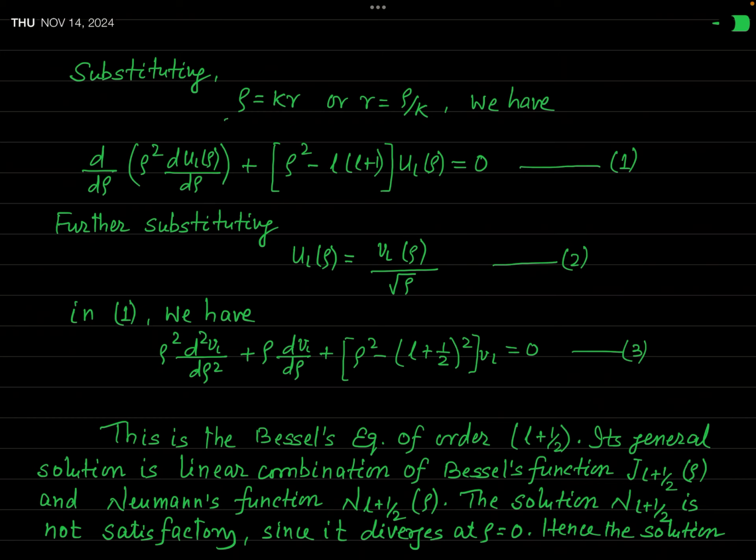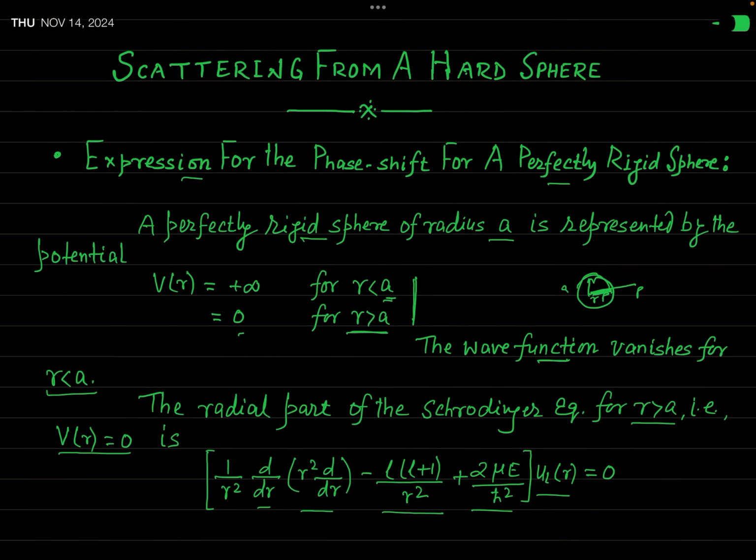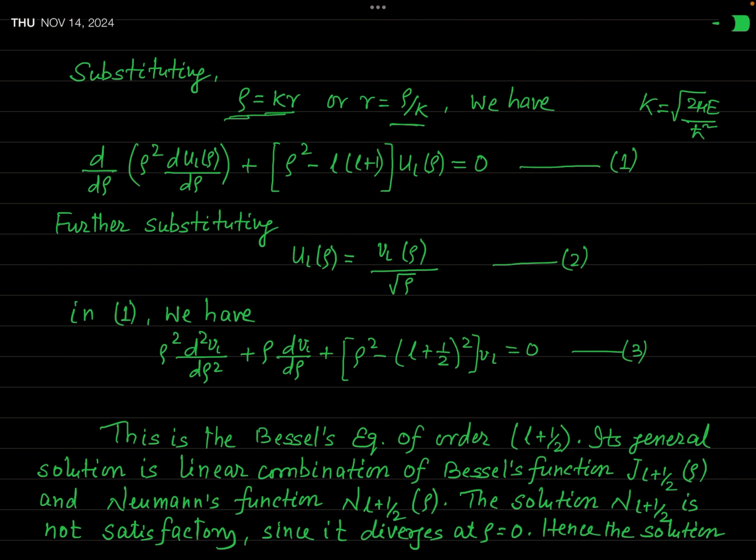We introduce a new variable rho, and this rho is defined as rho equal to k times r, or you may say that r is equal to rho over k, where k is a constant. This k is actually equal to root over 2 mu E over h bar squared. Now, when you substitute rho equal to kr in the radial part of the Schrodinger equation, then this equation will reduce like this.